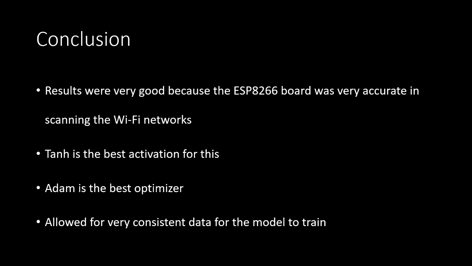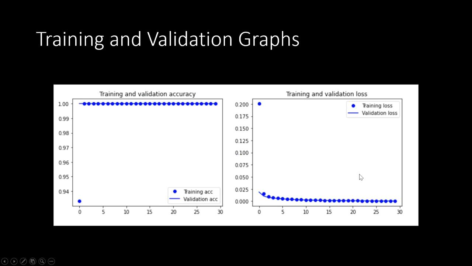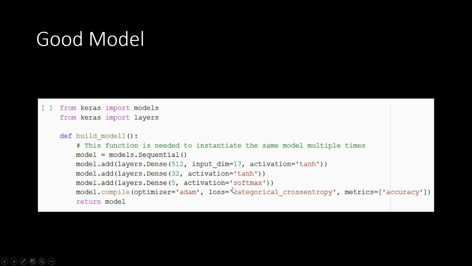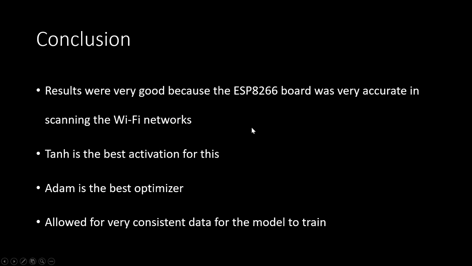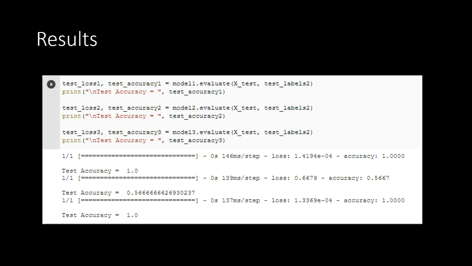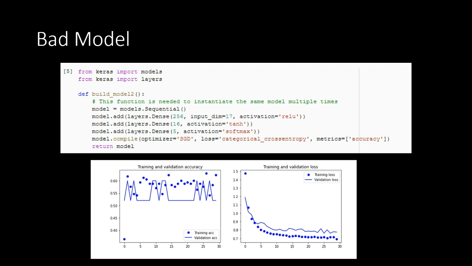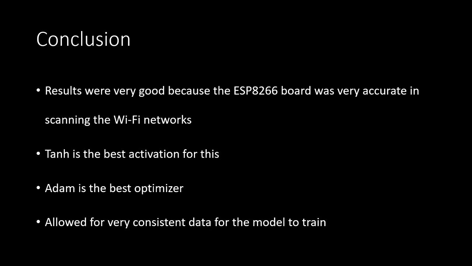Tanh was the best activation for this, like I showed for my good model. I'll go back there. The good model used the tanh activations down into the last layer, and that gave very good accuracy and validation. So tanh was the best activation for this. Adam is the best optimizer for this as well because, like I showed, the 2 models with the Adam optimizer had very good accuracy and loss for both training and validation. But when I used SGD, that's when we got the bad graphs and the bad accuracy and the bad loss.